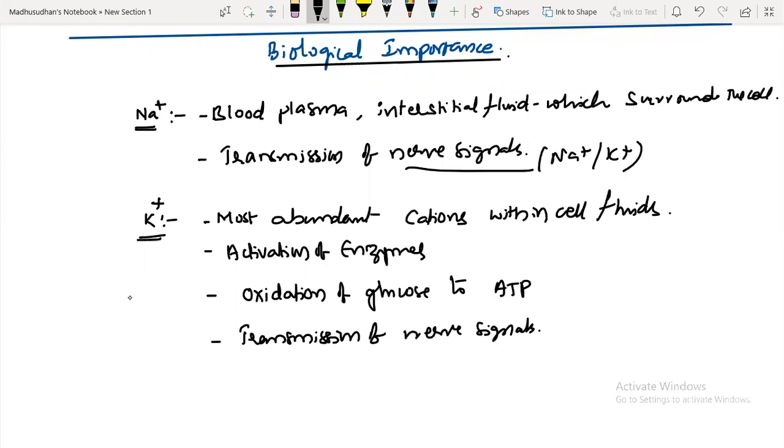If somebody pinches you, the signal will come to your brain, right? That is regulated by sodium and potassium only. Then you start feeling it and hit him back immediately, right? So that is nerve signals. They are very fast. In a fraction of a second, you will get the signals.